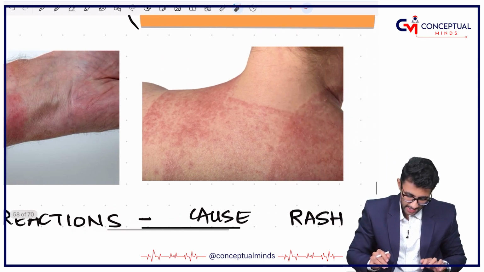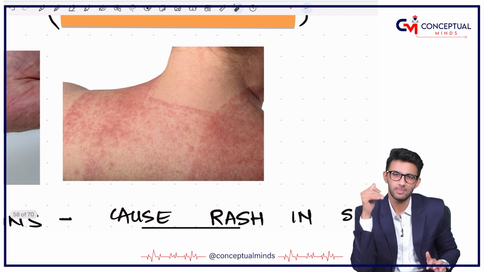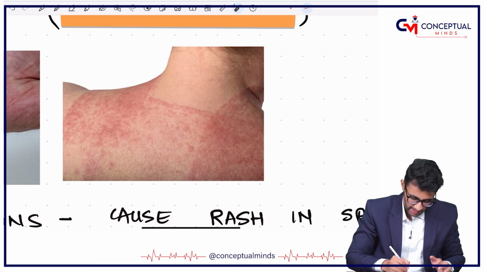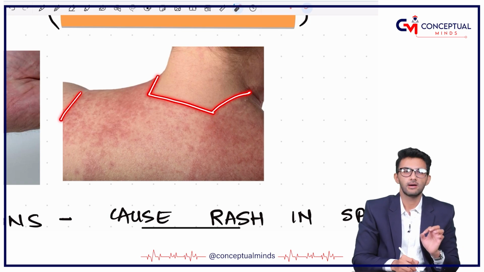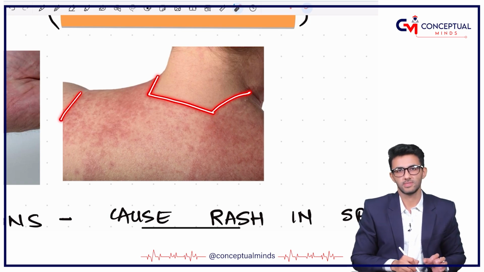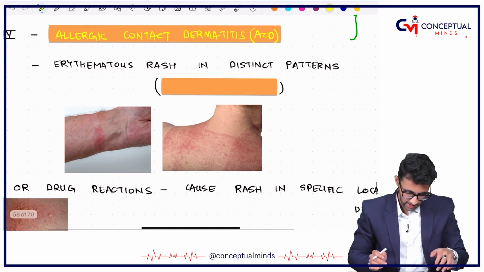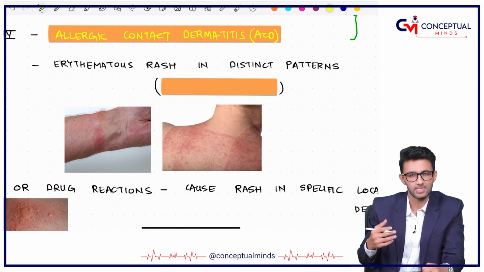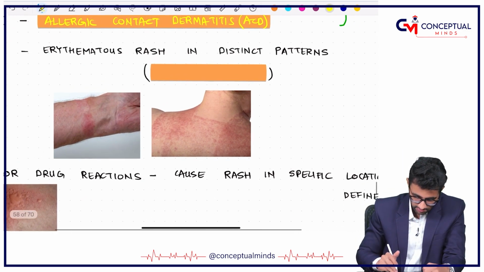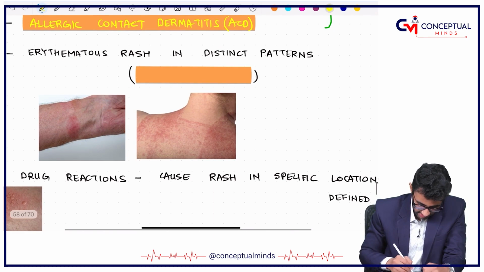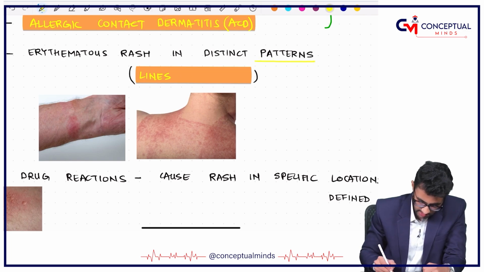And in the next one, probably this person was wearing something with latex material, so we see a very set pattern. This person could have had an allergy because of this. So the point we want to mention here is erythematous rash with distinct patterns. We can have set lines or specific distinct patterns.